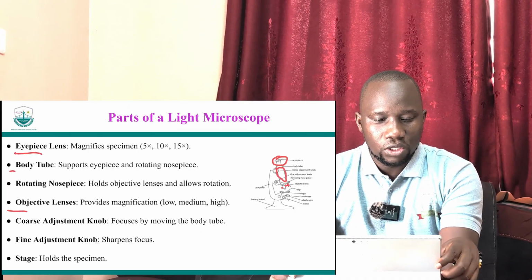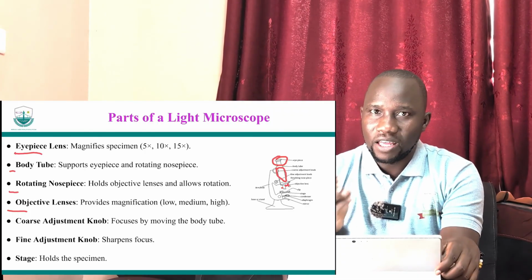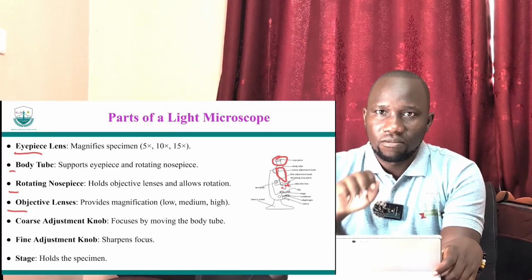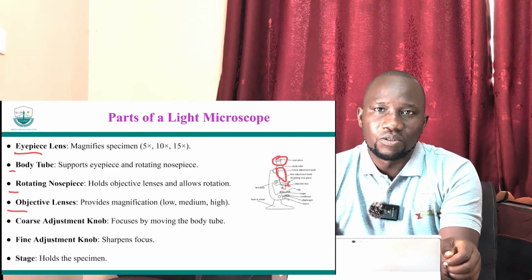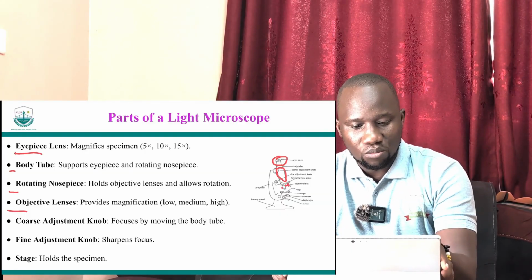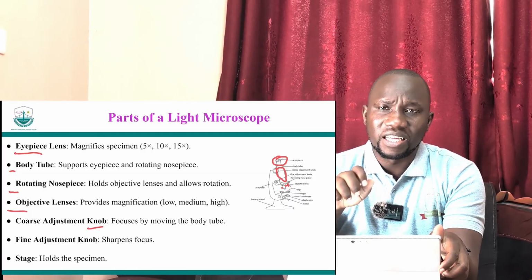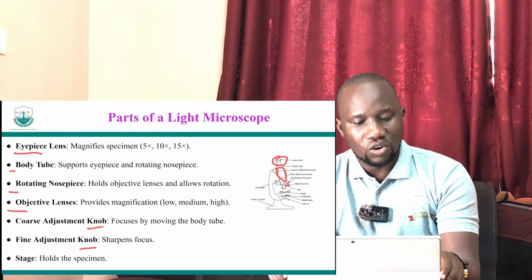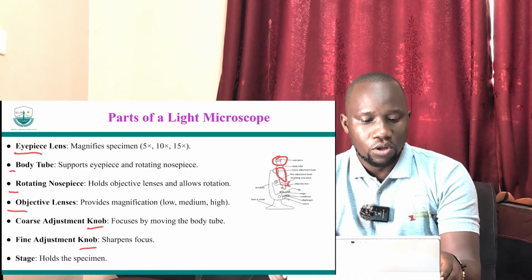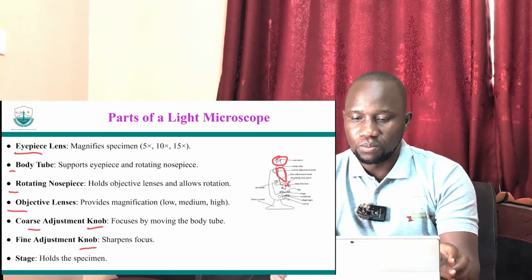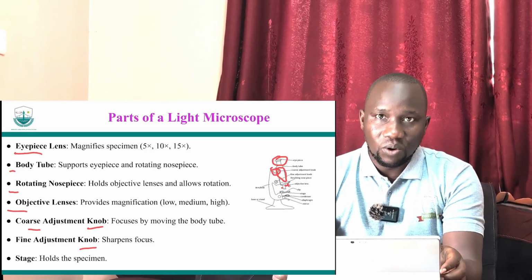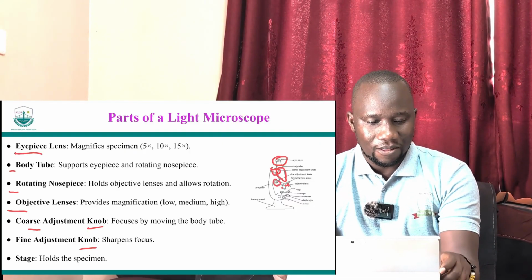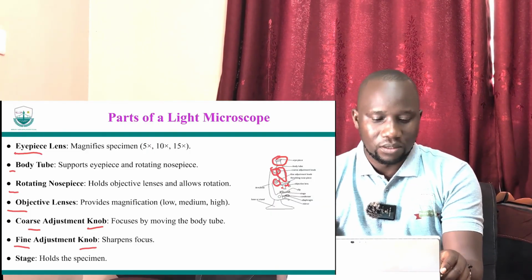Then the rotating nose piece is where the objective lenses are placed. And then we have knobs, which are of two types. If you hear the word knob, it means this is a piece that you can actually adjust. So we have two knobs: the fine adjustment knob and the coarse adjustment knob. The coarse is the one that appears bigger on the microscope, so it is this one here. The one which is small is the one we call fine. In biology, or generally in science, when we say fine, it means it is something that is small.